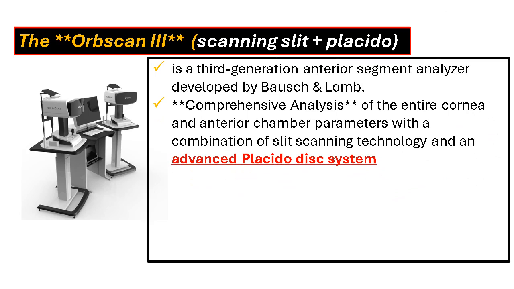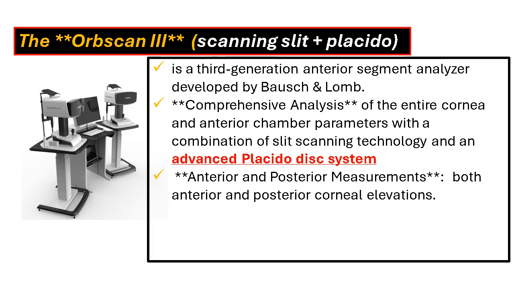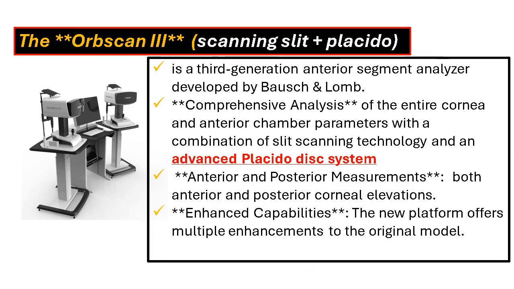So it belongs to the third generation of anterior segment analyzers from Bausch and Lomb, and it provides information about the anterior and posterior surface of the cornea, along with all the accessory information like the pachymetry and the anterior and posterior surface astigmatism and all the details. Also in this brand, they incorporate the study of biomechanics along with the topography and tomography study.